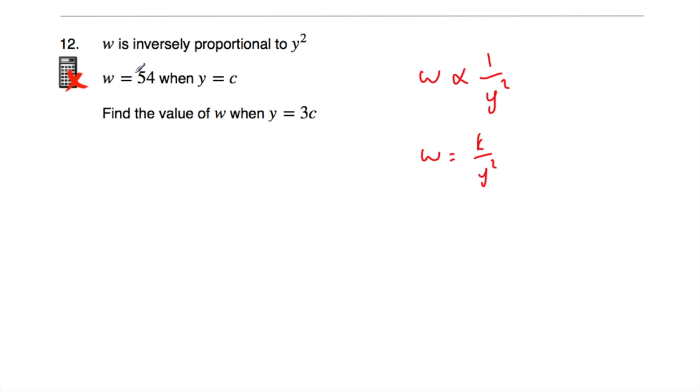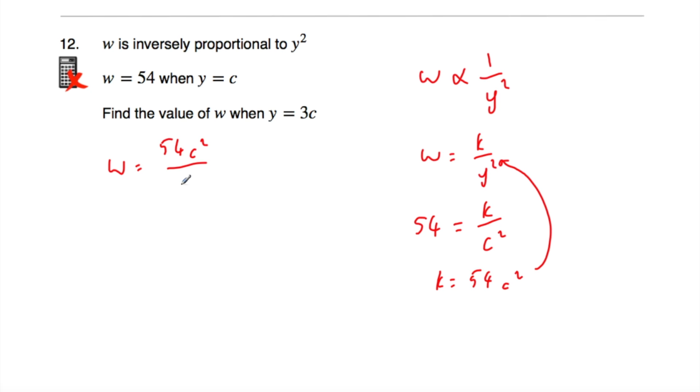We're told that whenever W is equal to 54, Y is equal to C. So 54 is equal to K divided by, and we're told that Y is equal to C, so we're going to substitute in C for Y, so that'll be C squared. Okay, so that's great. And if we multiply both sides of the equation by C squared, we get that K is equal to 54C squared. Okay, so we'll find out what the constant of proportionality is in terms of C. So let's substitute that back into our formula. So we get that W is equal to K, which is 54C squared, divided by Y squared.